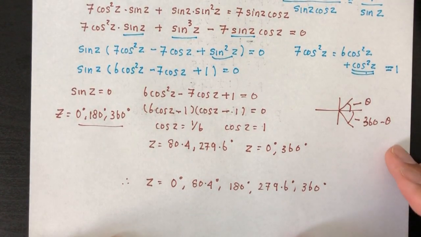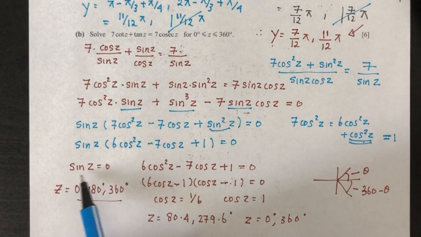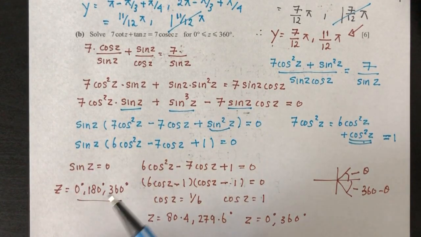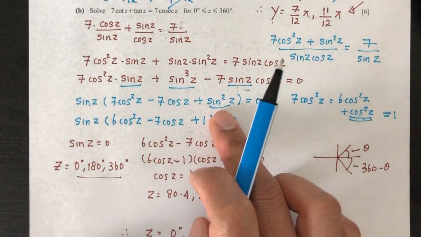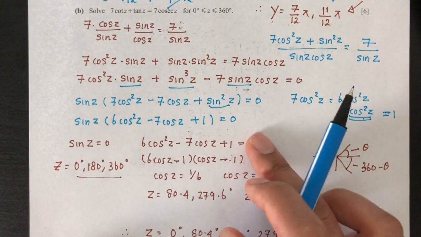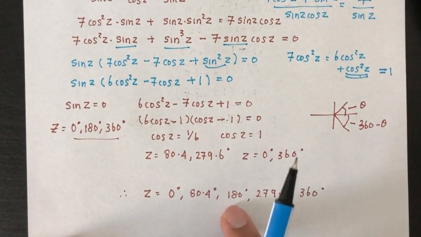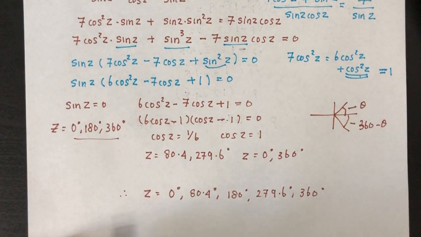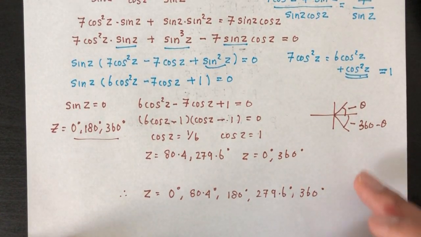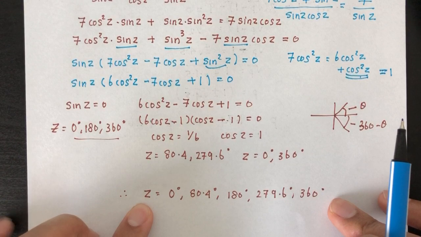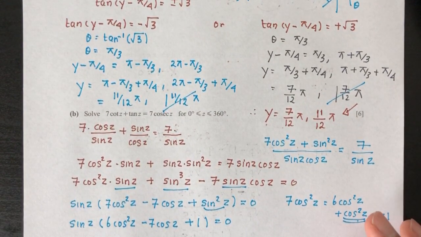In most cases, what happens is you tend to divide by sine z. You don't take this value, so you may have missing values for your answer. I recommend to factorize outside instead of dividing everywhere, because you will lose a few answers. In this case, you can see 180 was missing. So by doing this, you have all the possible answers for your equation. This will be your set of values of z for which this is true, and that is your question number 5.